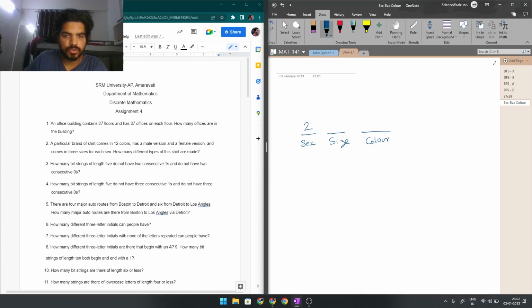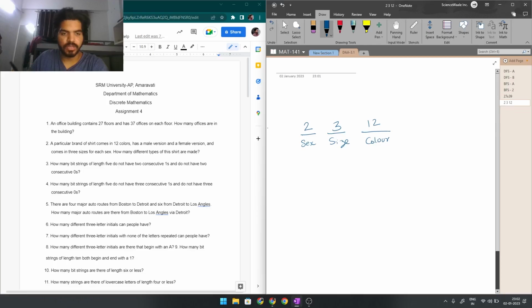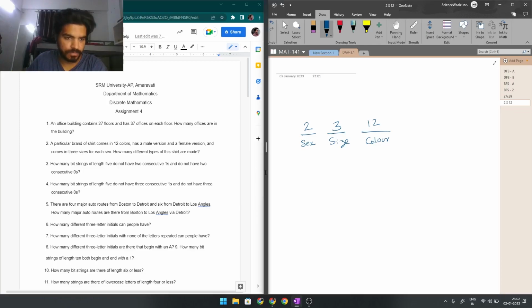So there are two, that is male and female, and it comes in three different sizes for each, 2 into 3 and 12 colors each. In case it would be like two sizes for male and three sizes for female, then we would separate those cases and add them. I hope we can see those kinds of questions in the upcoming segments. The product will be 72. So the answer is 72 different types of t-shirts.